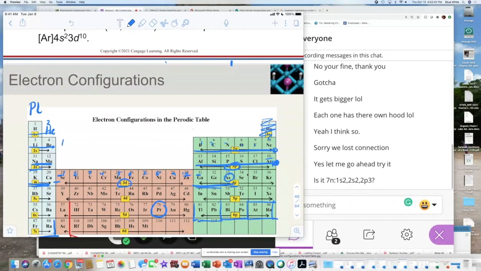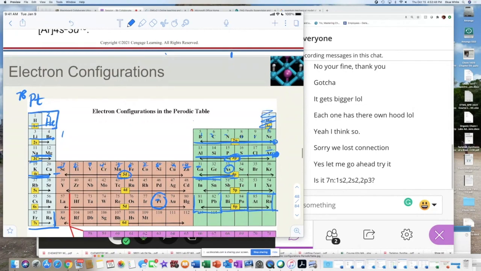Platinum is right here. Platinum has how many electrons to place? 78. That's a lot. Okay. The first 2 go here: 1s2. The next 2 go here: 2s2. Then from here we go to here.